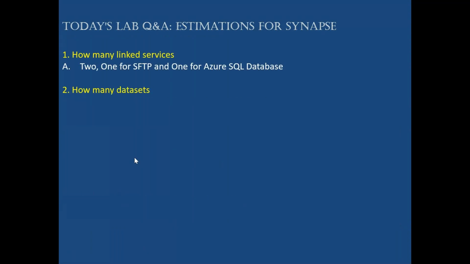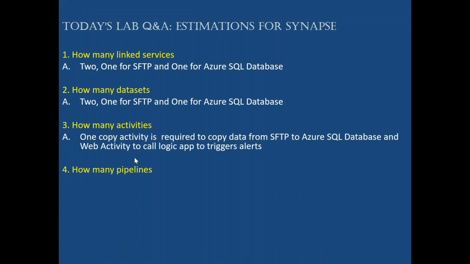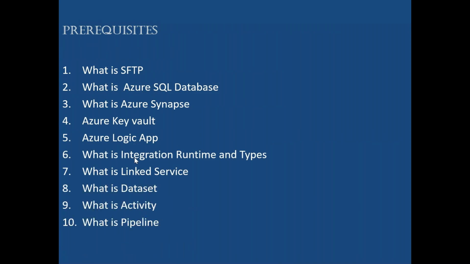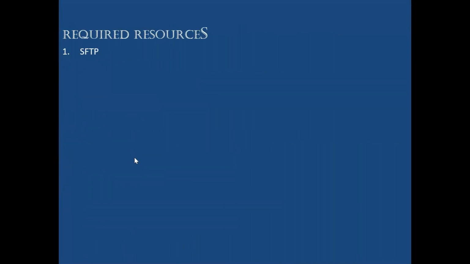So we need two linked services, two datasets, one copy activity, one web activity, one pipeline, and Azure integration runtime. We need SFTP, database, Synapse, all these things. Now what we need to create is SFTP, Azure SQL Database, Azure Synapse, Azure Key Vault and Logic App. Total 5 services I am going to create.